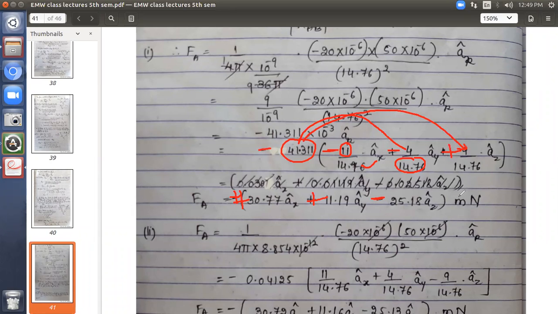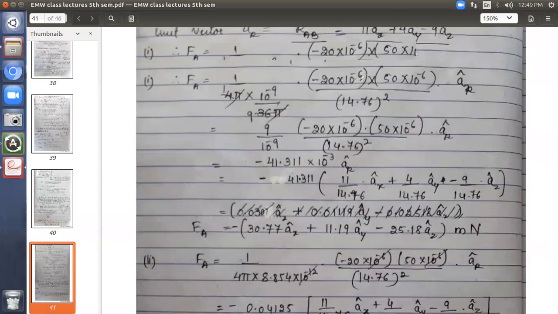You will get the force in millinewton, because here I have got 10 raised to minus 3. So I have taken that as it is. Force is expressed in newtons. This is how we calculate the force.